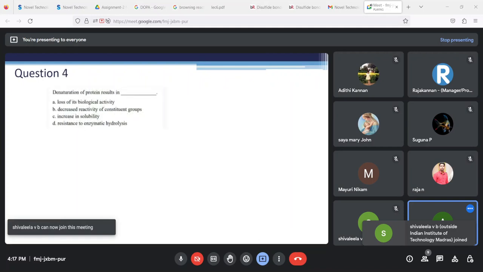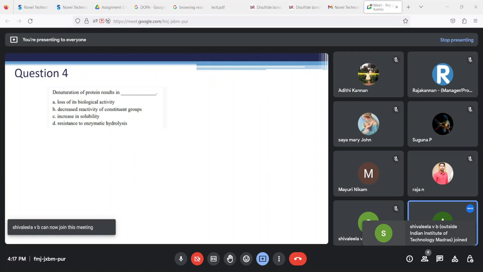Moving to question 4. Denaturation of protein results in A, loss of its biological activity, B, decreased reactivity of constituent groups, C, increase in solubility, and D, resistance to enzymatic hydrolysis. So, any clue what is the answer? Loss of its biological activity. Yeah, so the answer is loss of biological activity, but what about the rest of the three options?